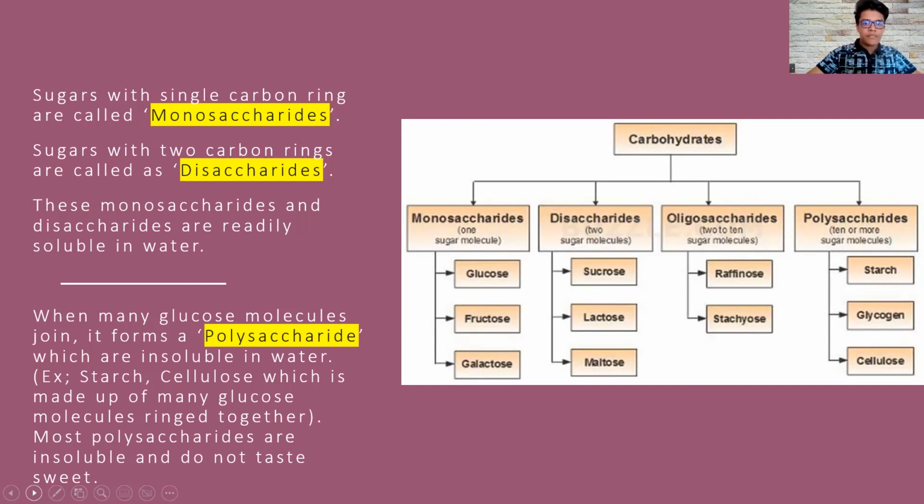together. So you guys might have to remember some of these examples under the three categories: monosaccharides, disaccharides, and polysaccharides. Under monosaccharides, we have glucose, fructose, galactose, and under disaccharides, we have sucrose, lactose, and maltose. And under polysaccharides, we have starch, glycogen, and cellulose.